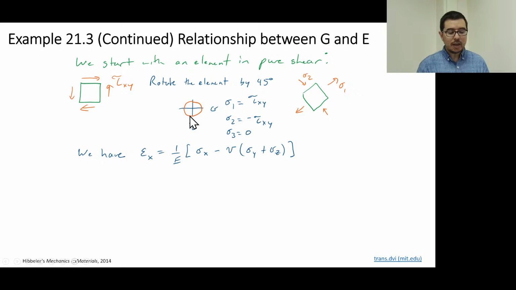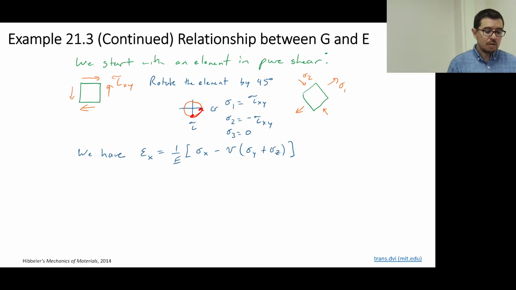And to be careful, I guess I could say, just a note: we started here and we moved in this direction because we rotated by 45 degrees. Yeah, that's right. We started here and we rotated the element by 45 degrees, and we rotated on Mohr's circle by 90, because it's 2 theta.